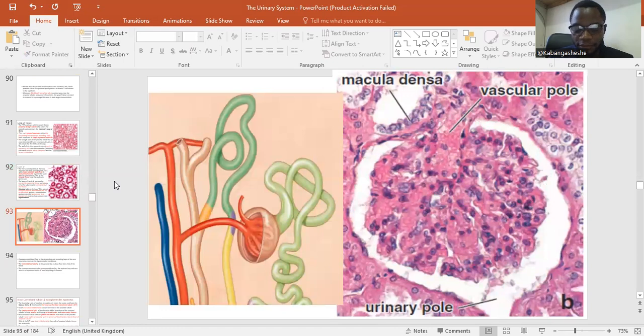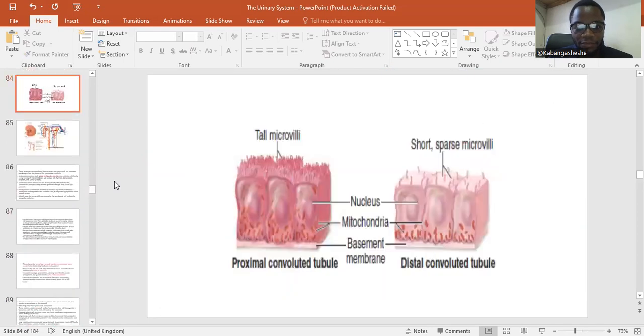So first of all, we're looking at the type of cells found in the proximal convoluted tubule. In the proximal convoluted tubule, we have cuboidal cells. Equally, in the distal convoluted tubule, we have cuboidal cells. Now, the difference is the amount of microvilli. We have more microvilli in the proximal convoluted tubule than in the distal convoluted tubule. Those are microvilli, and we call them brush border. Where there are extensive microvilli, that structure is called brush border.